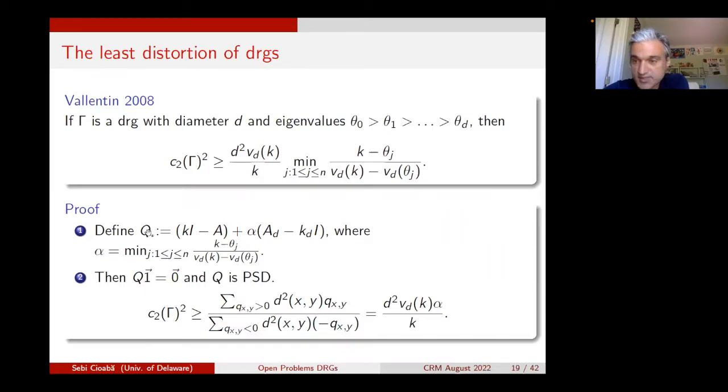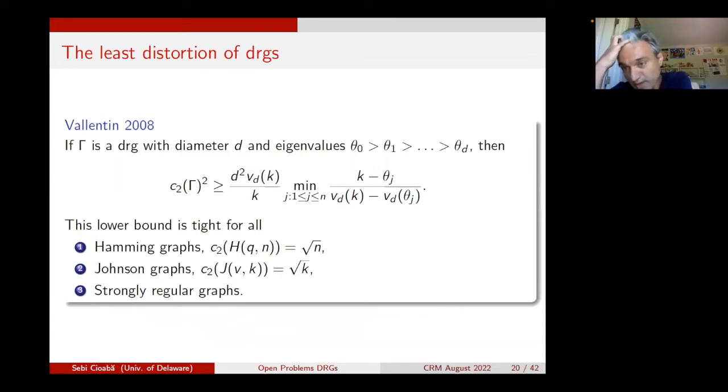So you want to cook up a matrix Q such that it's positive semi-definite and Q times 1 is 0. The same as before, you take kI minus A plus, now he goes to the vertices as far apart as you can be, so A_D minus k_D times the identity. This parameter alpha is picked in this way just to guarantee that the matrix is positive semi-definite. That's the point of this alpha. No matter what you put as a coefficient in front of the second bracket, you guarantee that Q times the all-ones vector is the zero vector. But you need this matrix to be positive semi-definite, so that's why he takes alpha this value. Then after you do the calculations, you apply again this LLR bound and you get the expression on the top: d squared v_d k divided by k times alpha.